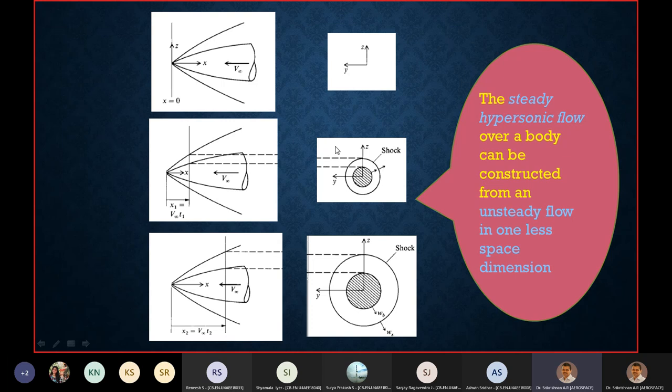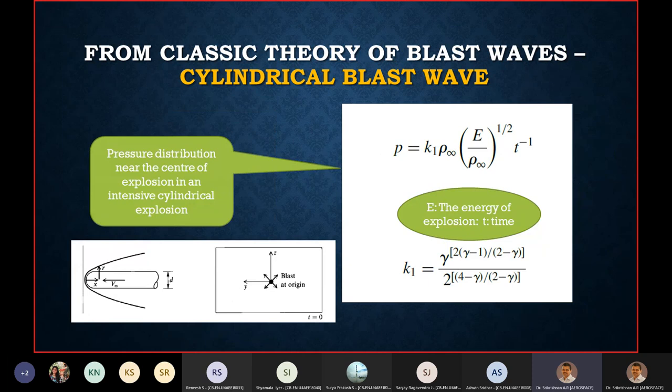Now the question is why are we concerned about it, or how is this useful? I guess I mentioned it in the previous class. The utility of this approach comes because for unsteady radial propagation of waves in a given plane, there are data available, experimental as well as mostly theoretical. There are theoretical formulations which can solve for transient propagation of a wave in one dimension, in one direction.